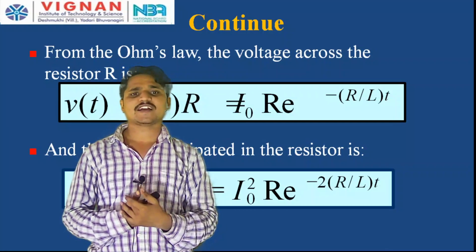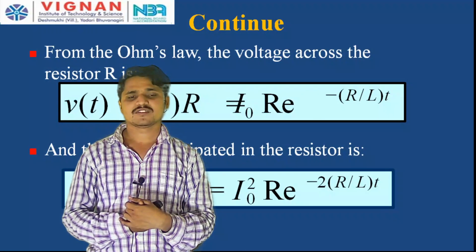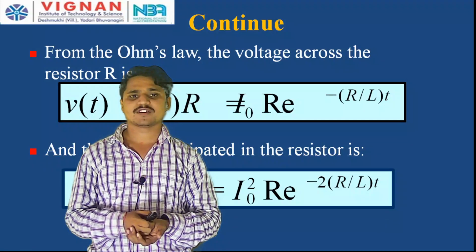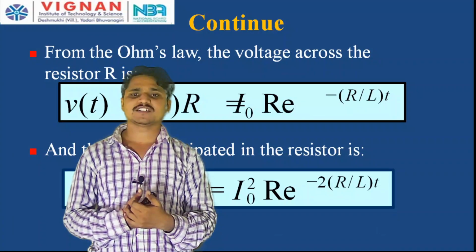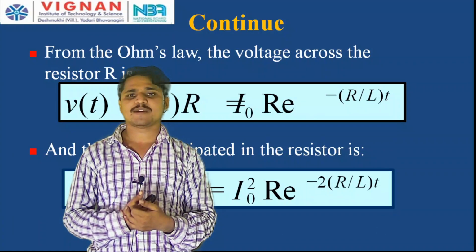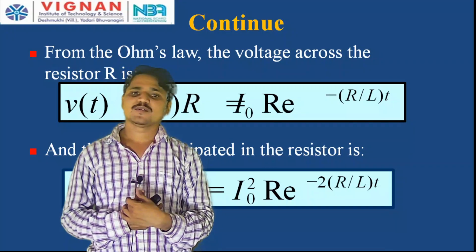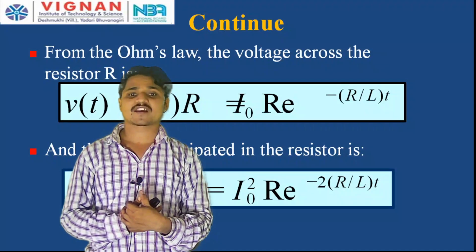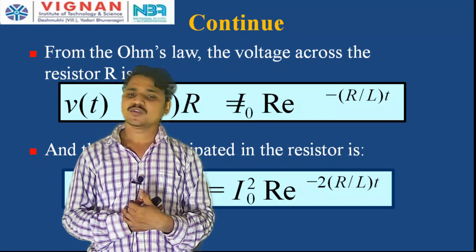Once you get the voltage across the resistor, it is easy to find the power absorbed by the resistor, that is P is equal to the product of voltage and current. So, V of t into I of t. V of t we got just now, I naught into R into e to the power of minus R by L into t, into I of t, which is I naught into e to the power of minus R by L into t. Therefore, you will get I naught square R into e to the power of minus 2R by L into t.